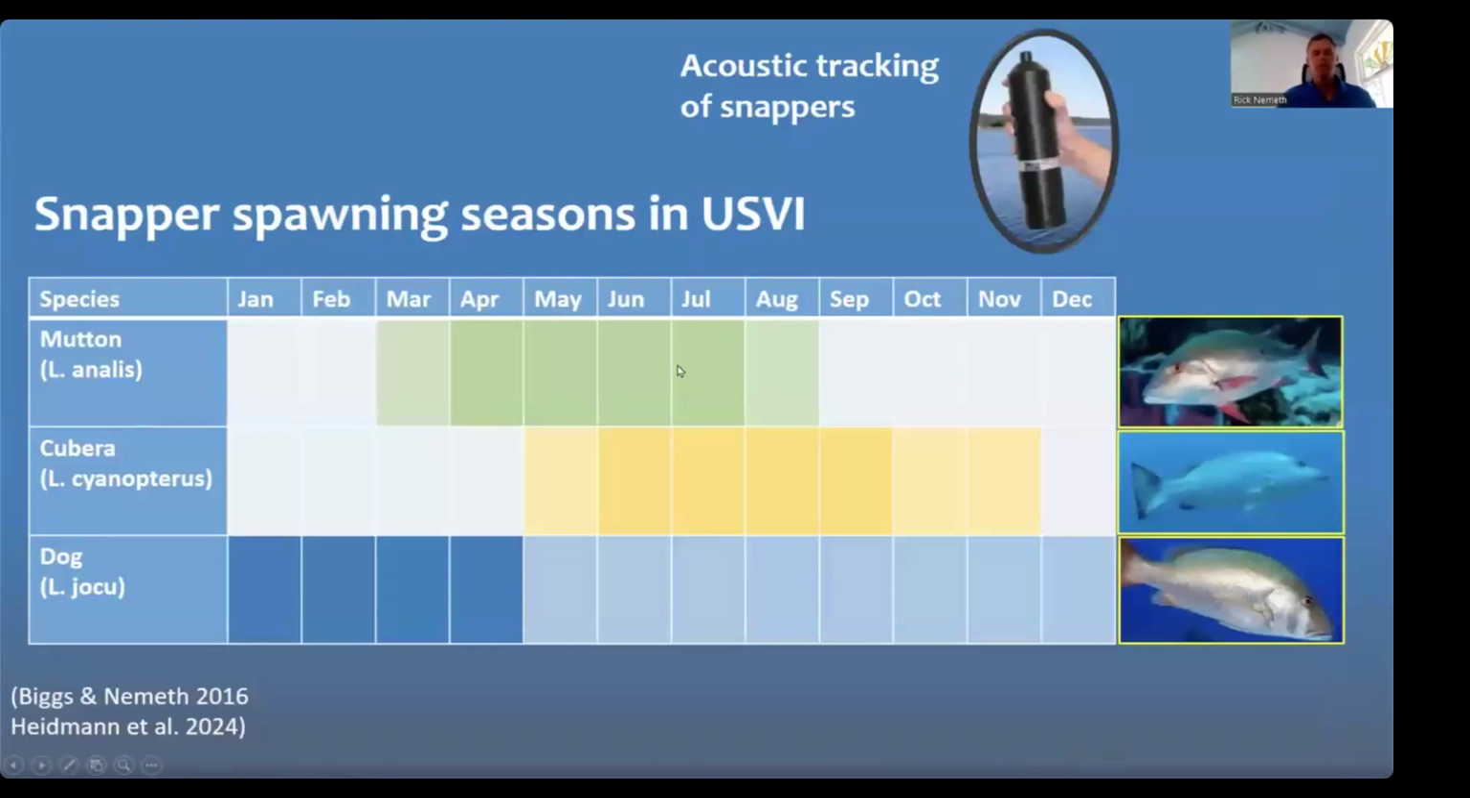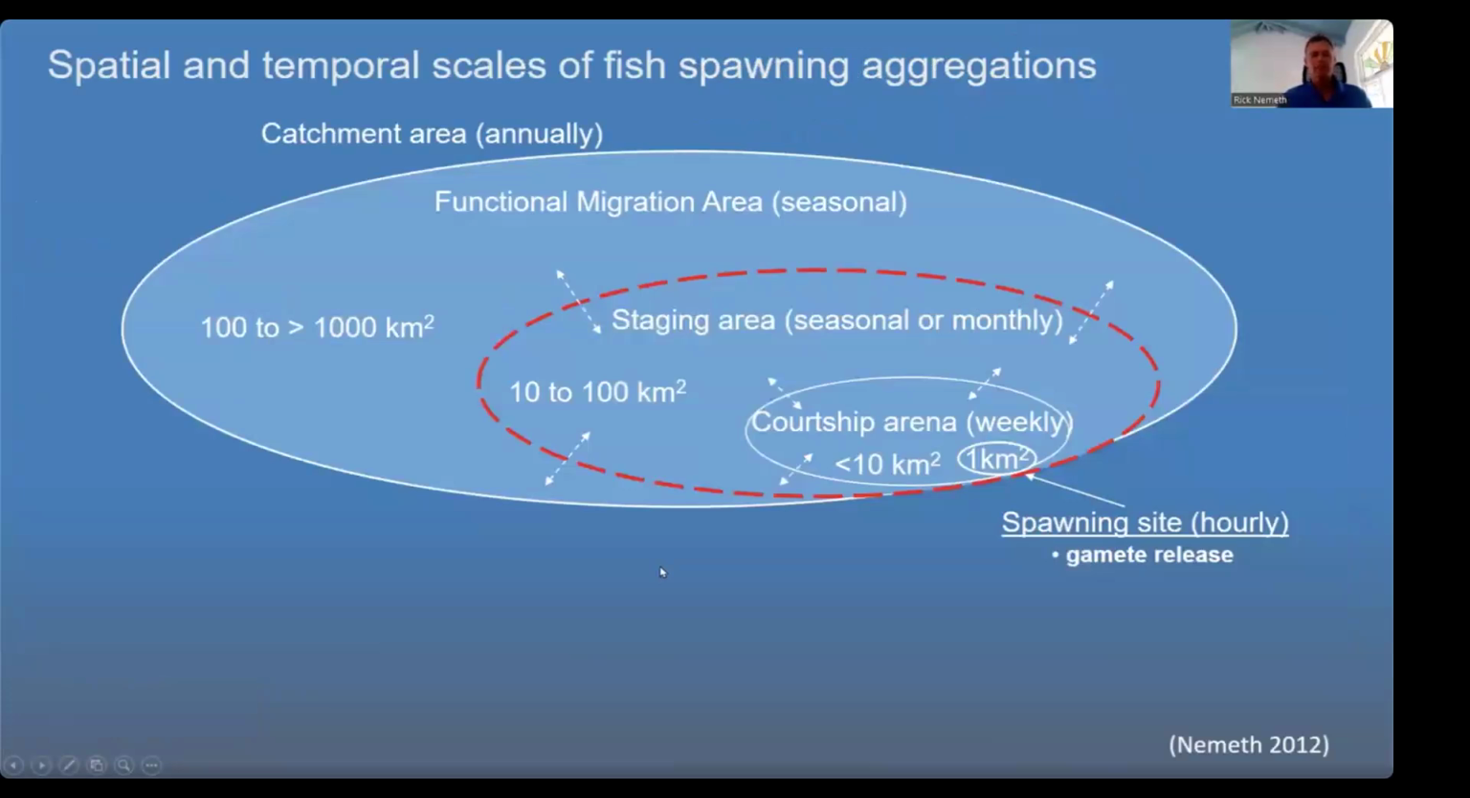So information from several acoustic tagging studies found that mutton snapper spawning season goes from March to August, with peaks from April to July. Cubera peaks spawning in June to September, and dog snapper actually spawn year-round, but with higher activity from January to April.